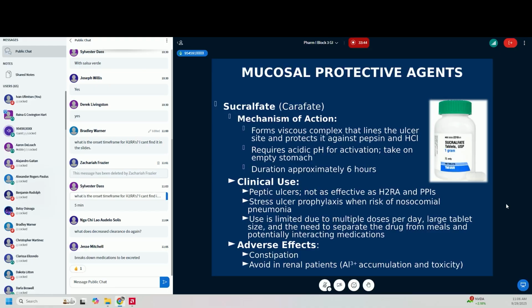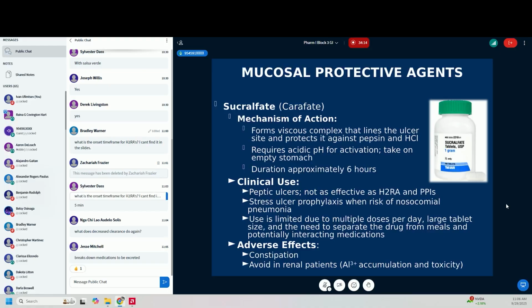Looking at our mucosal protective agents. Again, remember we had those prostaglandins that were trying to help us protect our lining. These are some medications that we have that are also trying to do the same thing. We take these on an empty stomach because we need the acidic environment for these medications to be activated. They last for a pretty long time. They have 6 hours of duration of action, which is very good. It means I'm not taking it as frequently.